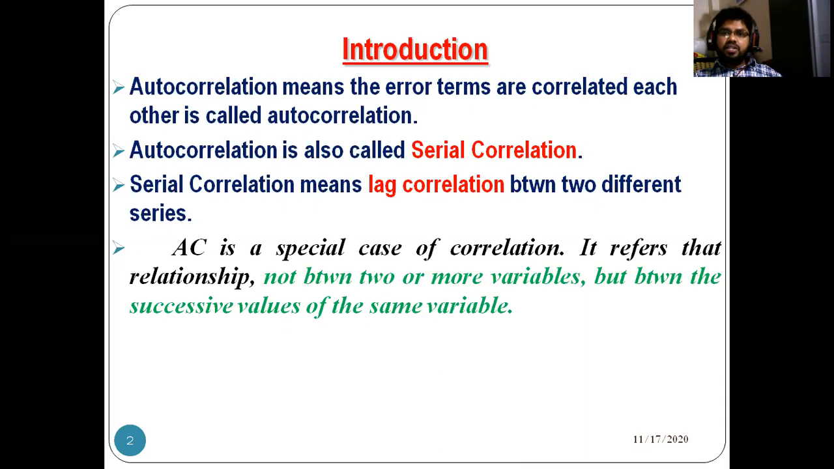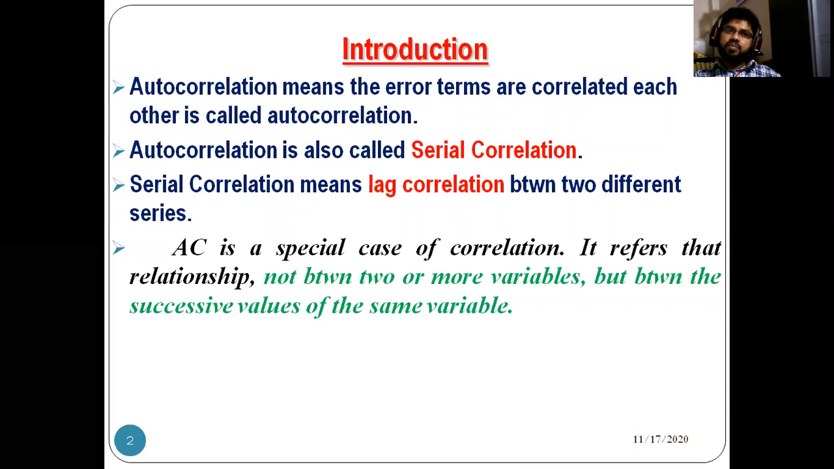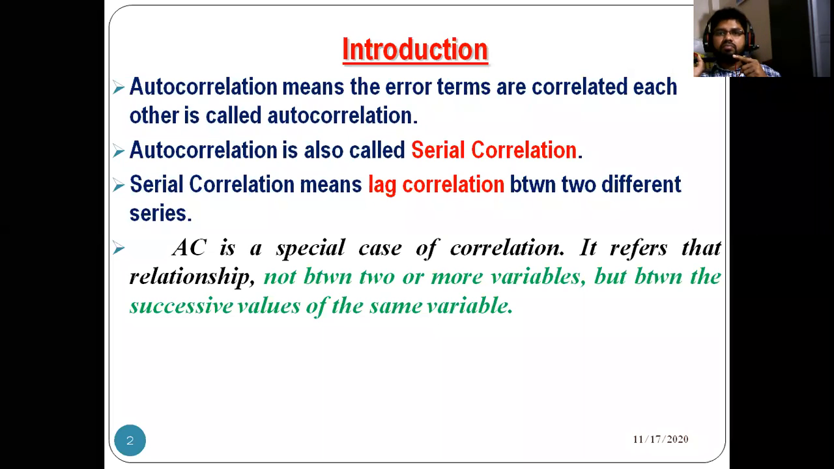It refers to a relationship not between two or more variables, but between the successive values of the same variable, that is, the present year and previous years' errors. Same variable means only one variable. For example, present year depends on its previous year. Nothing but the error term is related with its own error term. That is autocorrelation, which is different from correlation.